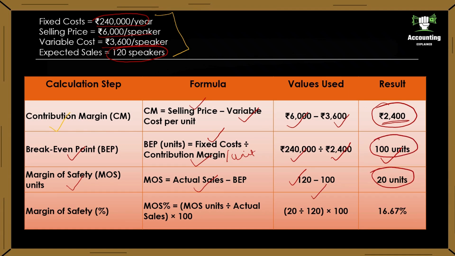Then they have asked us to find out the margin of safety as a percentage. For that, the formula is margin of safety in units divided by actual sales in units, multiplied by 100. Again, I'm telling you, the expected sales given in the question is the actual sales we have to take. So the margin of safety we just calculated is 20 units. 20 divided by 120, the actual sales, the whole thing multiplied by 100. You get the margin of safety as 16.67 percent. This is how you have to solve the question.